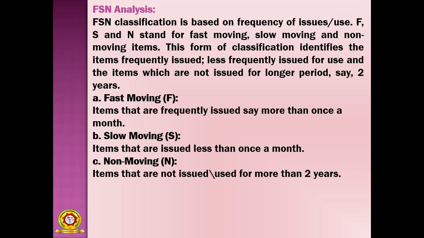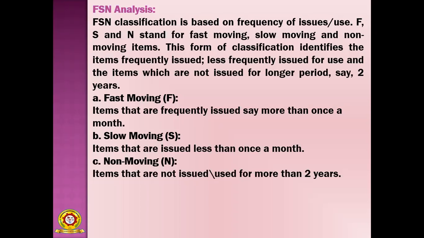Fast moving items are items that are frequently issued, say more than once a month. That means in a month at least one time or more than one time is called a fast moving item. And slow moving item, S, means items that are issued less than once a month. That means 2 months or 3 months at least, so it takes 2 or 3 months for issuing.